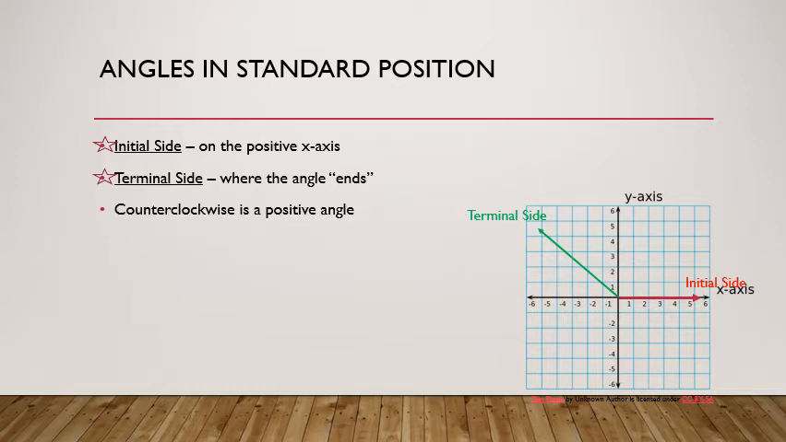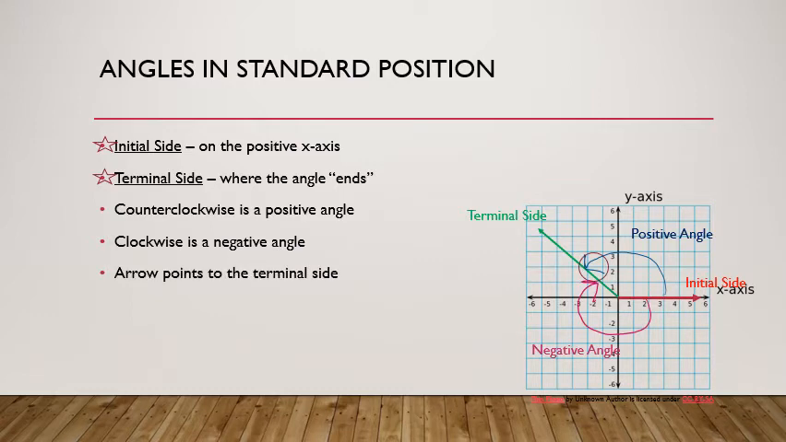And when we give a positive number, so if we say draw an angle that is 60 degrees, we open that terminal side from the initial side in a counterclockwise direction. And if someone told you to draw an angle that's negative 20 degrees, totally possible, but we would go in the clockwise direction to indicate a negative angle. Notice right here, this arrow is pointing to our terminal side.